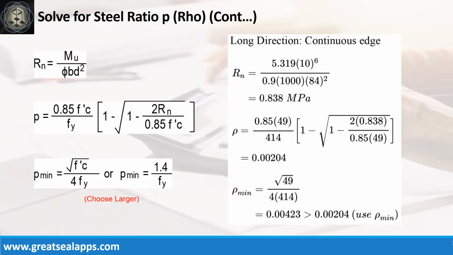0.00515. Given long direction, continuous edge moment equals 5.319 kN-meter, resistance factor equals 0.9, B equals 1000 mm, and D equals 84 mm. The beam design ratio Rn equals 0.838 MPa, and reinforcement ratio Rho equals 0.00204. Use Rho minimum of 0.00423.